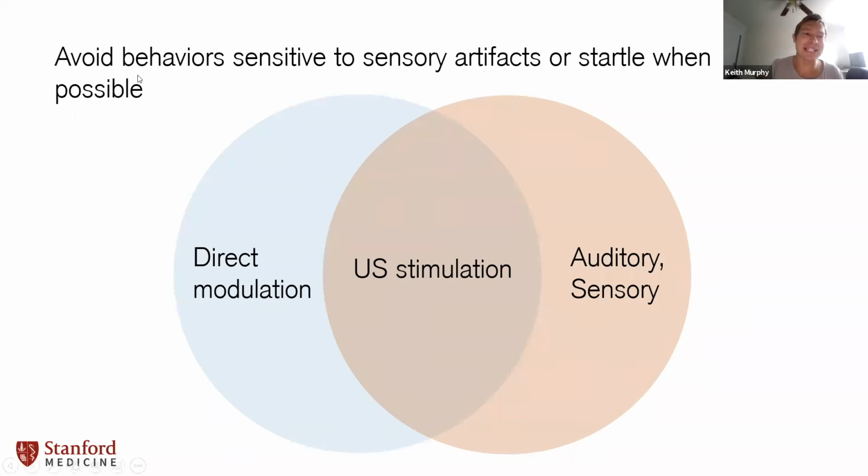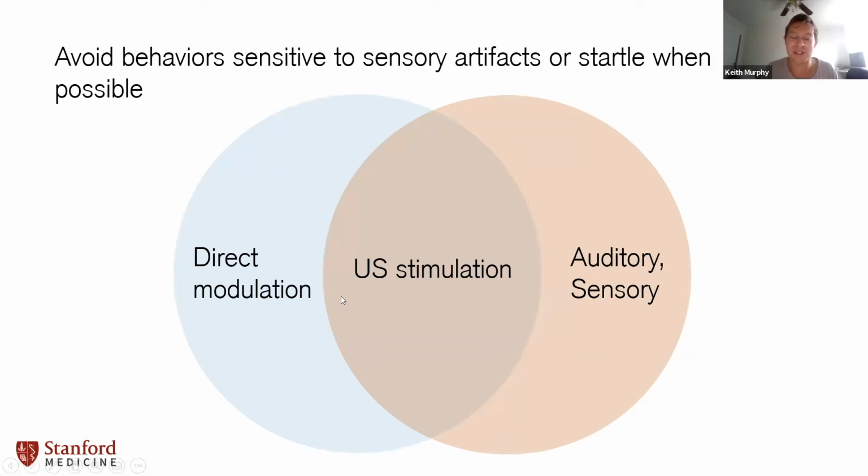It transitions me into this little sort of precautionary tale that Kim's going to tell you all about. Even though mice are awesome, you need to really make sure. I told you before, they can't tell you if they're feeling or hearing things. There's ways to measure that Kim's going to tell you about, but you really want to avoid, if you can, behaviors that are sensitive to sensory artifacts or startle when possible.